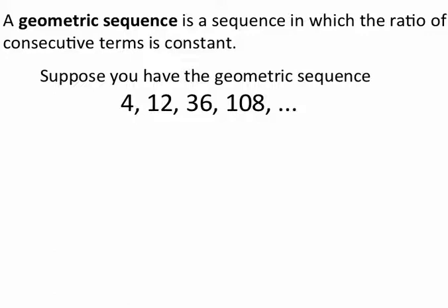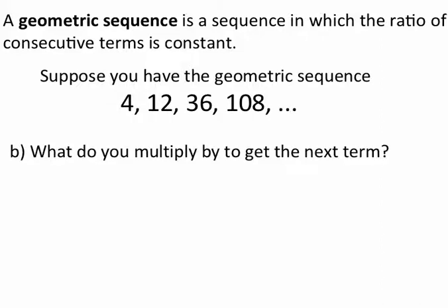Well, first things first, what is T1? And remember, T1 refers to the first term. So we're looking at the first term, which in this case is 4. And so we would just say our T1 in this case is equal to 4. Because this is a geometric sequence, we're going to multiply. And we want to find out what we can multiply by to get from one term to the next.